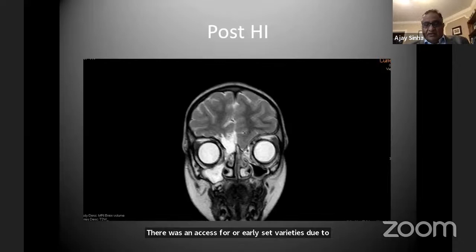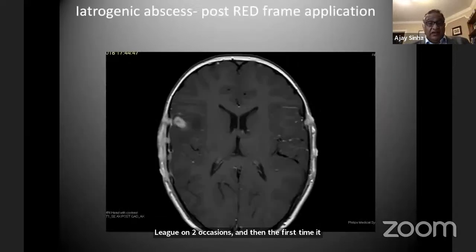This girl needed a course of antibiotics, and once the abscess, the cerebritis, resolved, we brought her in and did endoscopic repair of the CSF leak on 2 occasions. The first time it didn't work, then the second time we had to go in again and repair it, and she has been fine since.